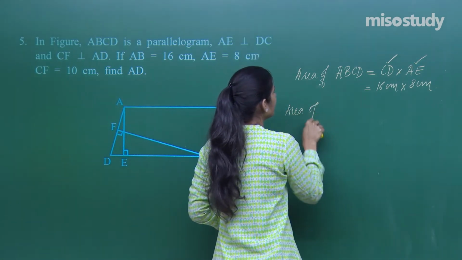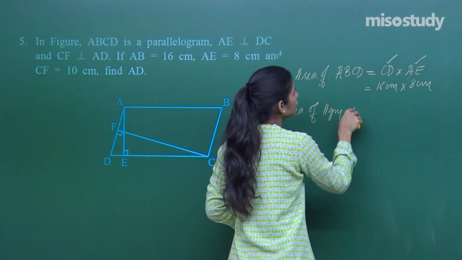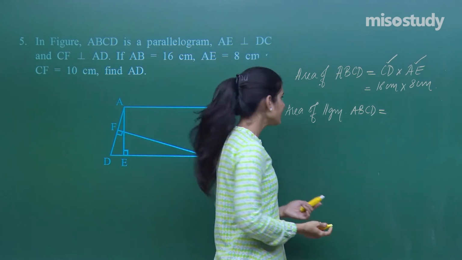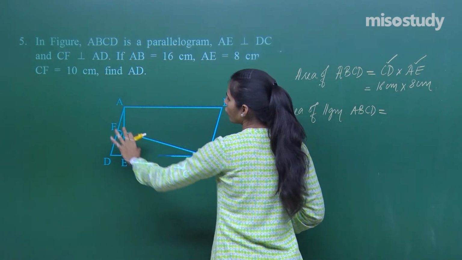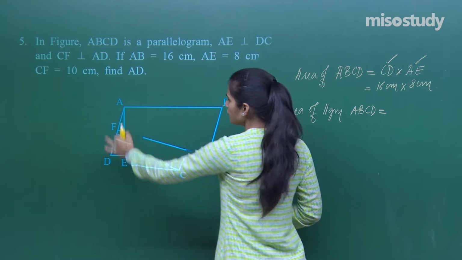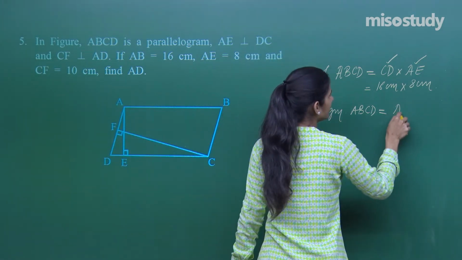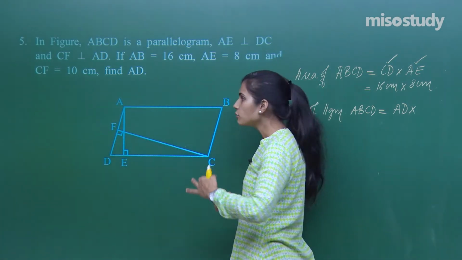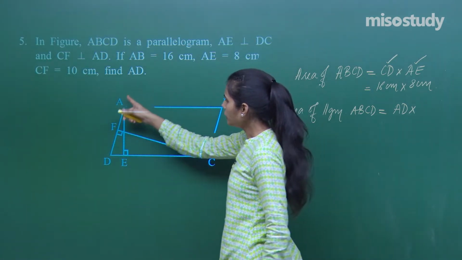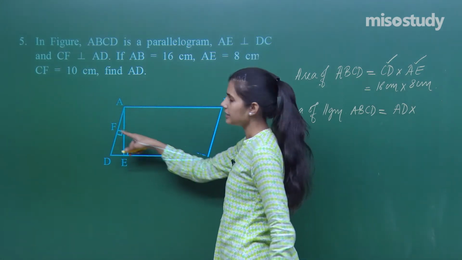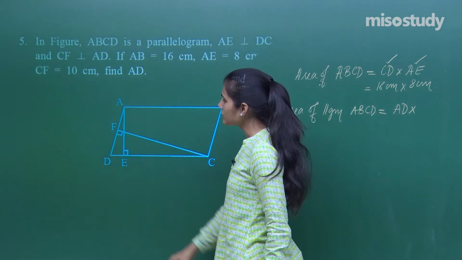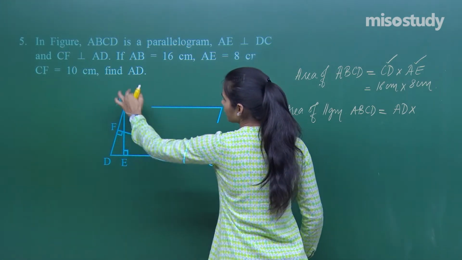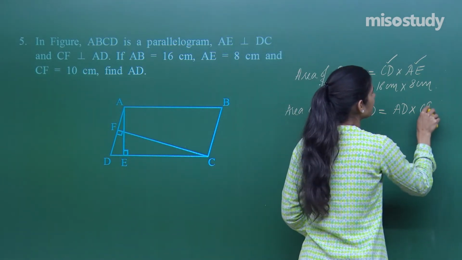Also, if I change the base, altitude is also going to change. I can find out area corresponding to any base, right? First I took CD as the base and then I took corresponding AE as the altitude. Now if I take AD as the base, then I will have to measure its length and multiply it with the length of the altitude corresponding to the base AD. Corresponding to the base AD, CF is the altitude, you can see. CF is the altitude corresponding to the base AD, so I will be multiplying it by that to get the area.